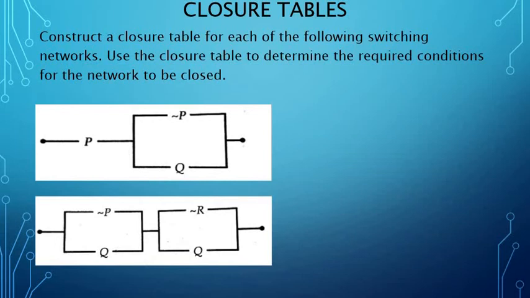Alright, so this time it's your turn. We have two networks here. So pause the video and construct a closure table for each of the following networks and determine the required conditions for the network to be closed.